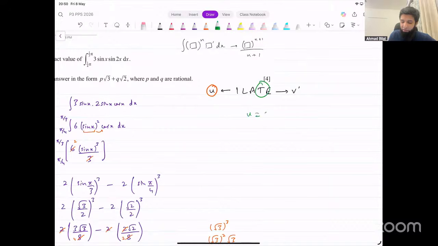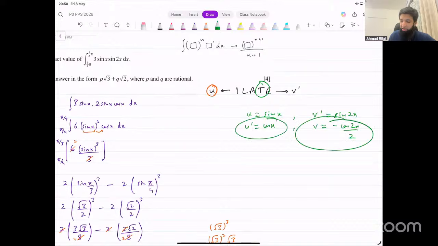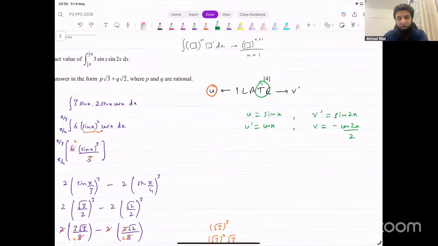If we say u is equal to sine x, in this case it was sine x, let's say, and v dash was sine 2x. Now what is u dash going to be? U dash is cos x, and v, that is minus cos 2x over 2. Now the next integral is again going to have a product and you're again stuck. So when you have two trigonometric functions multiplying, integration by parts generally is not going to be helpful.